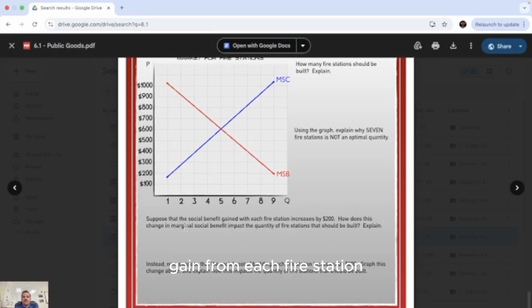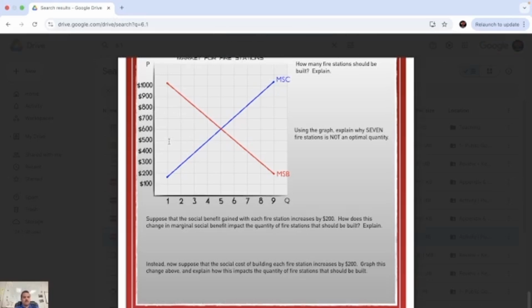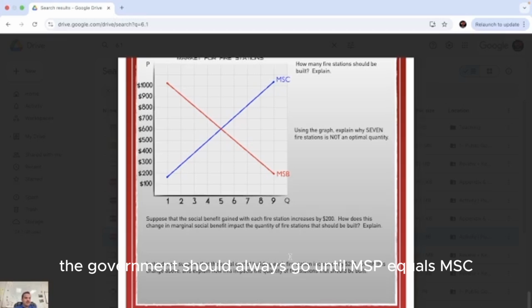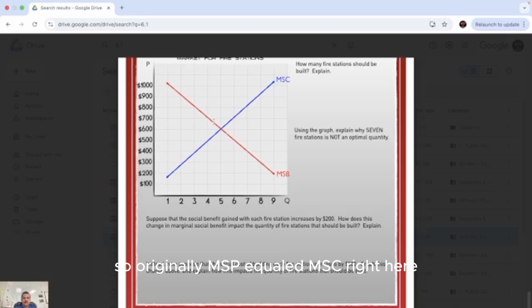Suppose that the social benefit gained from each fire station increases by $200. So what would that look like? Well, how does this change in the marginal social benefit impact the quantity of fire stations that should be built? So if the MSB of each fire station increased by $200, the number of fire stations should increase if we're benefiting a little bit more. The government should always go until MSB equals MSC. So originally MSB equaled MSC right here. So for the next one, the fire station is valuable to the community, and so we should increase the number of fire stations built if it's increased by $200 to going to right there. So it should be at 6.